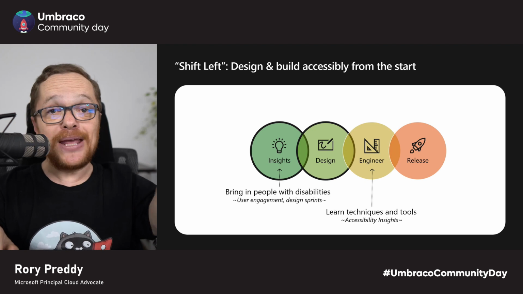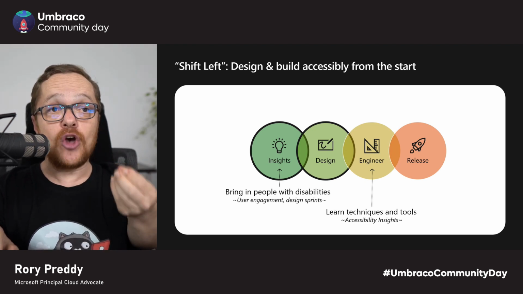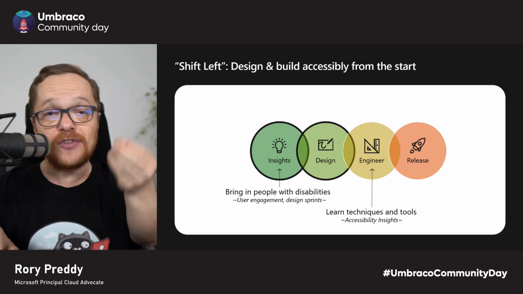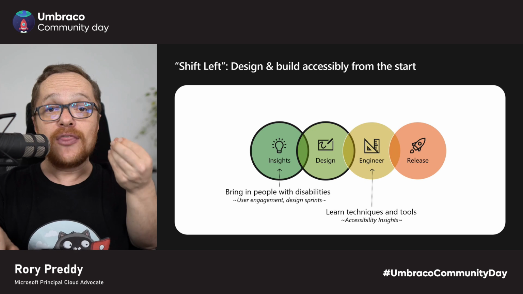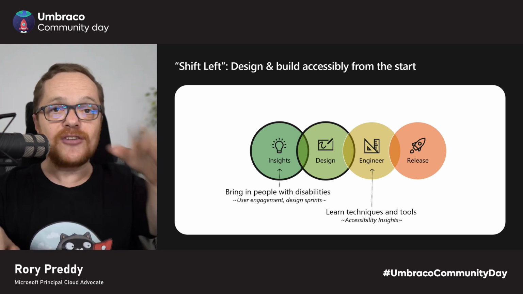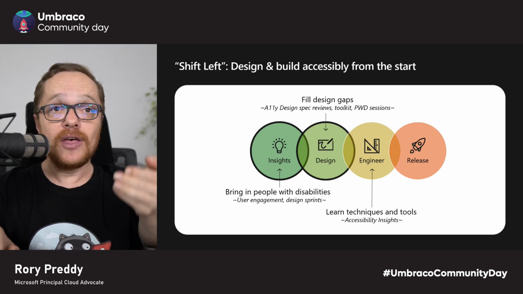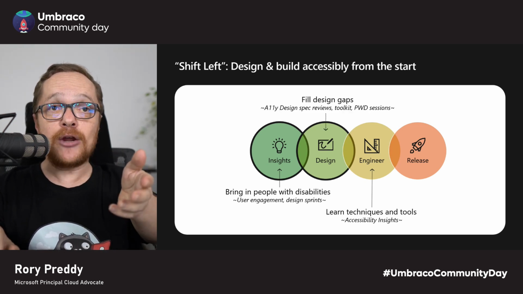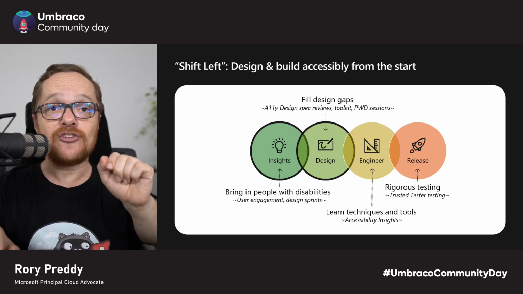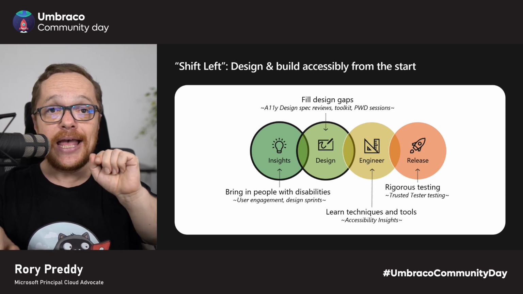Then you bring in people with disabilities. These people are the best advocates to actually go in to engage with user engagements and design sprints. And we've got study after study that shows that they are the hardest working and most adamant when it comes to the highest level of quality when you do your accessible design processes. Then you go to your design spec reviews, you use toolkits and also PWB sessions. And lastly, you do rigorous testing, trusted testing, tested testers.